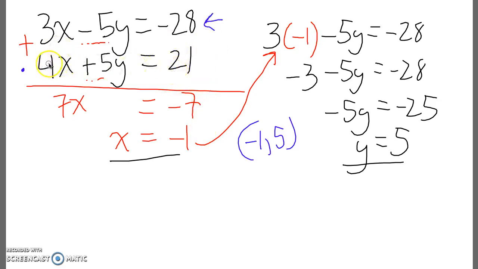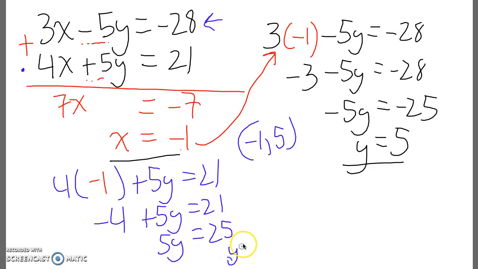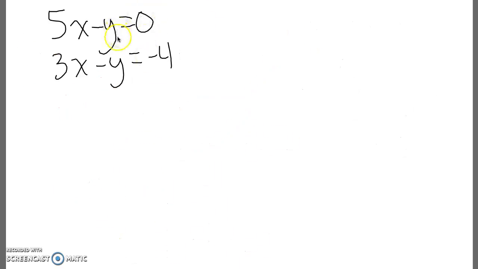So let's see how we could use the second one to solve for y. Well, I'm going to have 4 times, and do my substitution for x, negative 1. And then I just finish, once again, the rest of the equation. Negative 4 plus 5y equals 21. 5y equals 25. And once again, y equals 5. So regardless of which one you chose, you'll get the same answer. And one final example here.